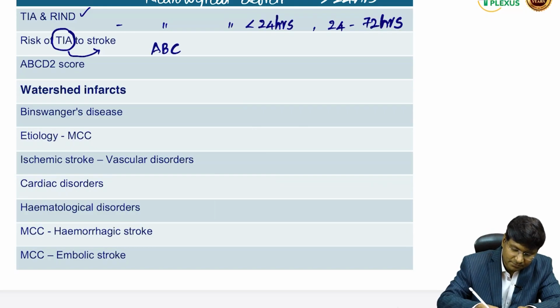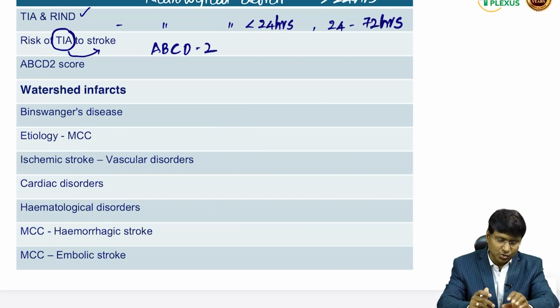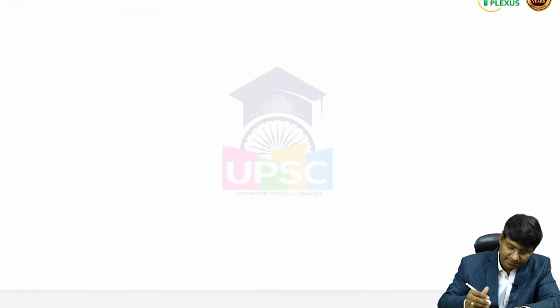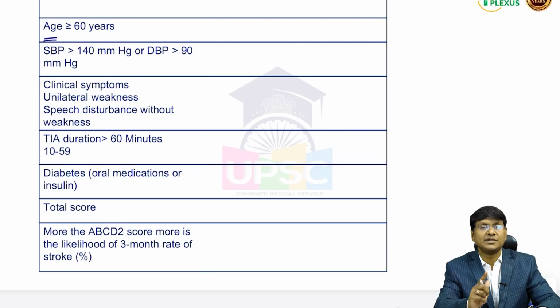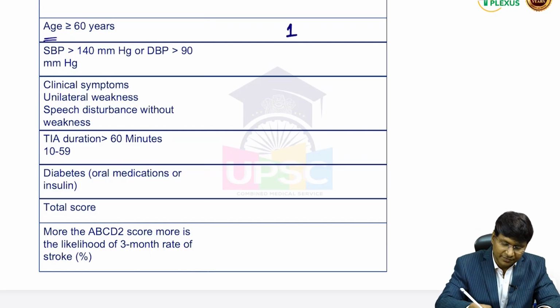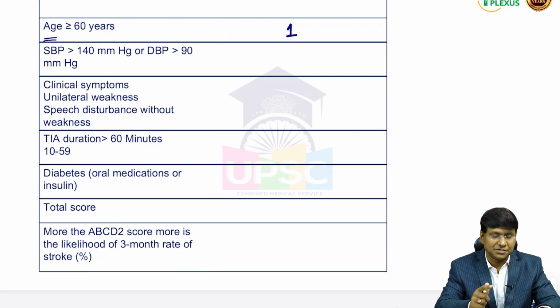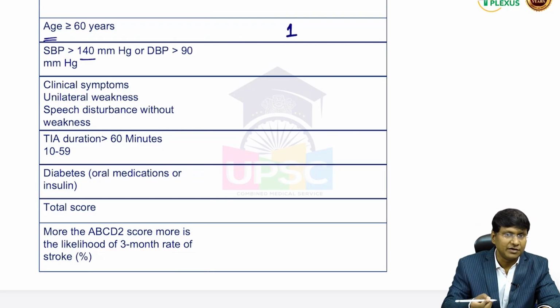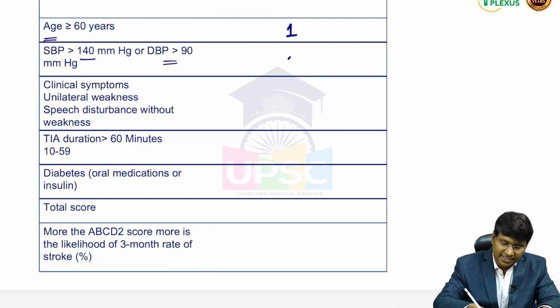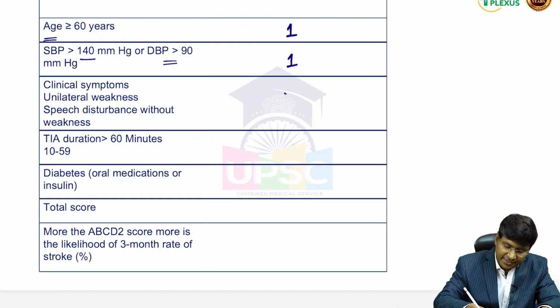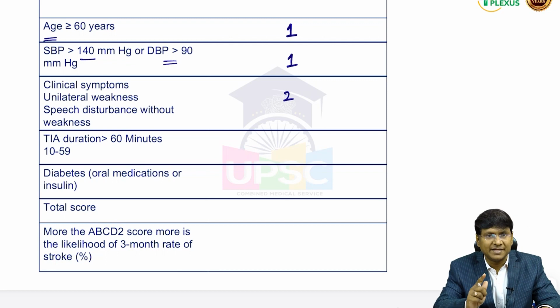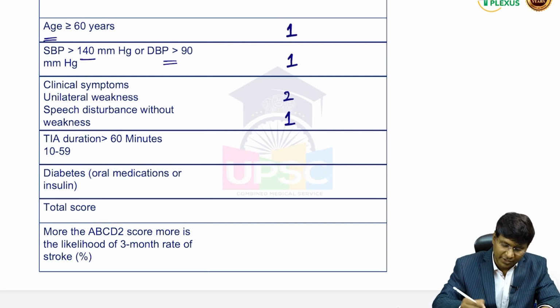That will be the ABCD2 scoring system. Now, in this ABCD2 scoring system, A stands for the age of the individual. If the age of the individual is more than or equal to 60 years, give a score of 1. And B is blood pressure, where systolic blood pressure is more than 140 millimeters of mercury and diastolic blood pressure more than 90 millimeters of mercury. If it is there, give a score of 1. And clinical symptomatology, if there is unilateral weakness, give a score of 2. And if there is speech disturbance without weakness, give a score of 1.